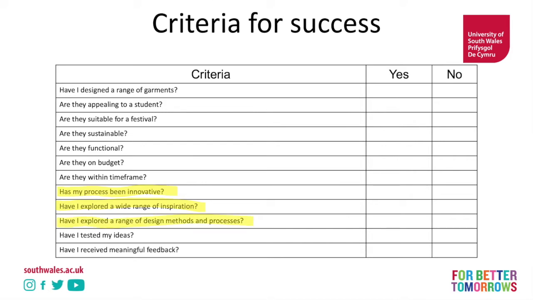Have I explored a range of design methods and processes? Is there something that you could have done but didn't do that might improve the innovation, improve your outcome? Have I tested my ideas? This is a big one. Have you actually trialed your ideas in a real world setting or a simulated real world setting? Just thinking something might work or guessing it might work or thinking it'll be okay is not enough.